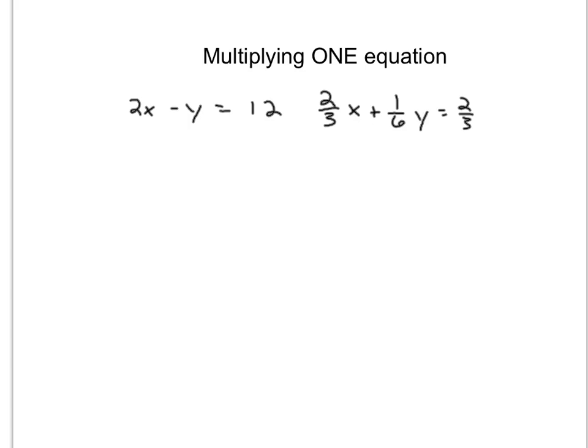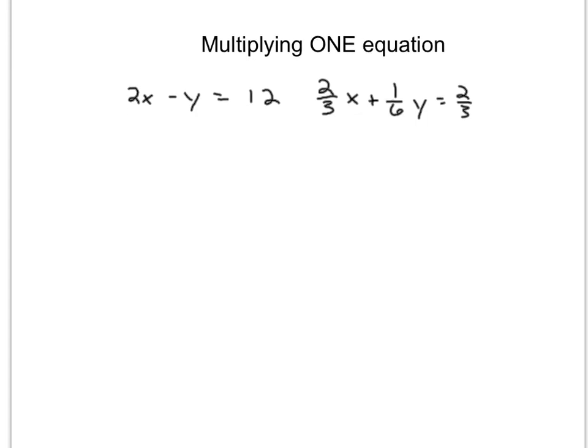Okay, so this is an example of when we're going to have to multiply one of the equations to make opposite coefficients. Okay, we'll talk about what that means. First thing we need to do again is make sure that the equations are arranged so that like terms are in columns.